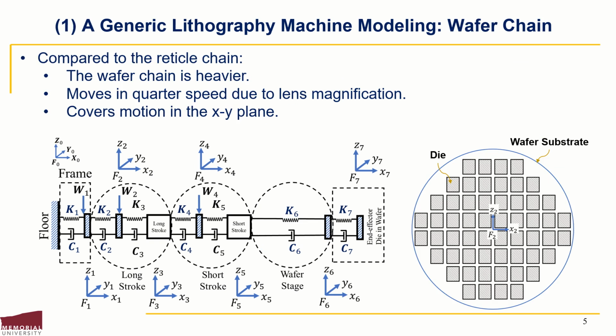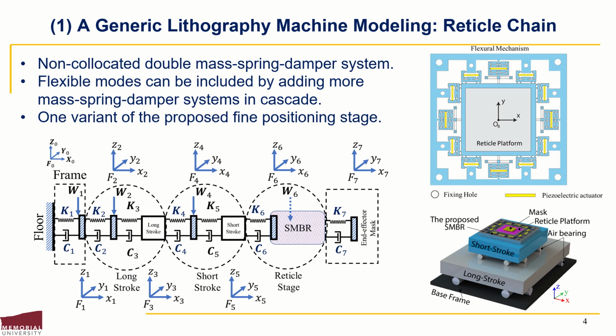Within the reticle chain, the proposed fine stage may completely replace or upgrade the short stroke as depicted in the figure at the lower right. In this study, the fine stage is realized using a flexural mechanism and a multitude of piezoelectric actuators as depicted in the figure at the top right position. Hence the name Smart Material Based Regulator, or SMBR for short. The remaining figure shows the used model of the reticle chain.